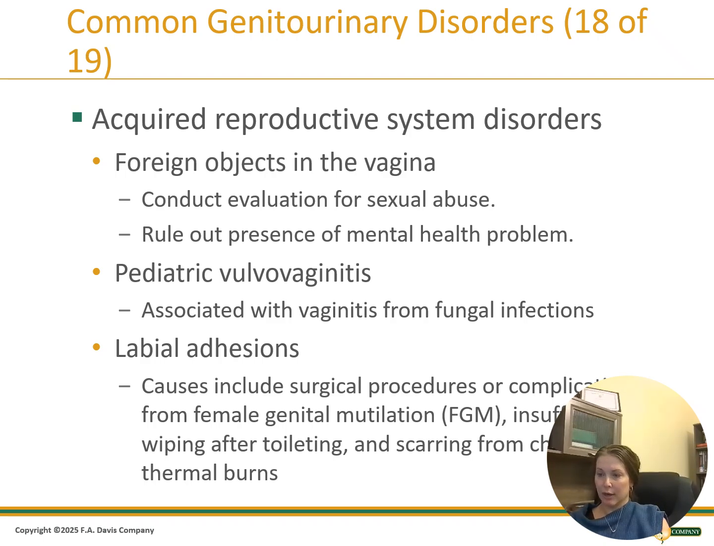Then there's labial adhesions. So these can be partial or complete adherence of the labia minora. Causes of this could be scarring from surgical procedures, complications from female genital mutilation, poor hygiene, trauma, burns. So this can cause difficulty with urination, pain. It can cause recurrent infections. Usually you will use a topical estrogen cream. They'll try to use the estrogen cream for a while, and if that's not causing a separation from that adhesion, they can go in and surgically separate.